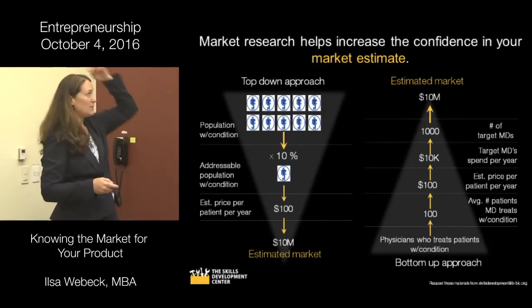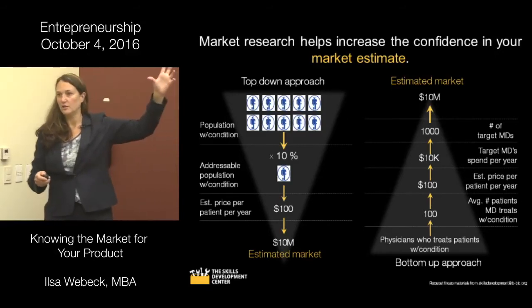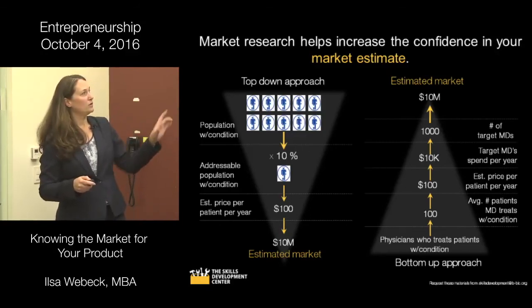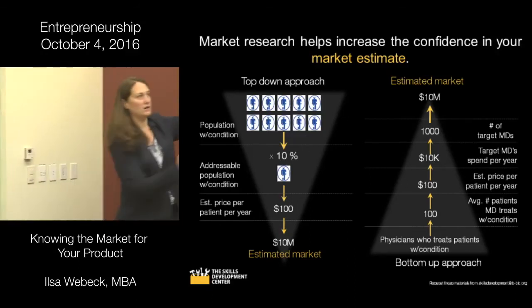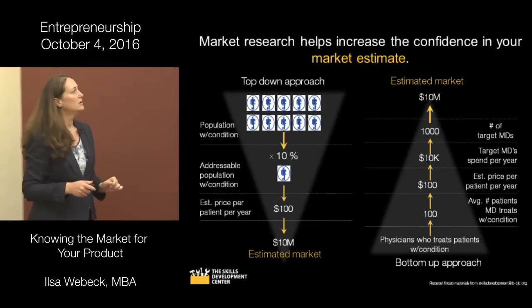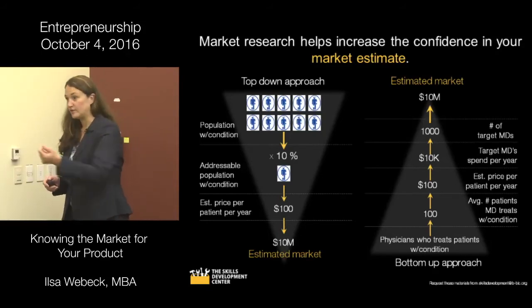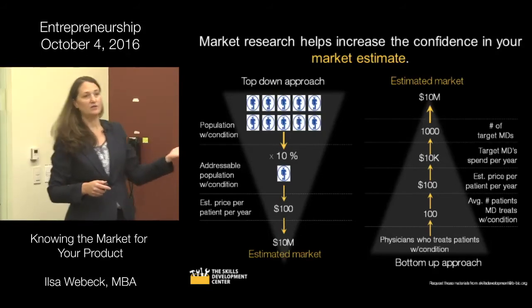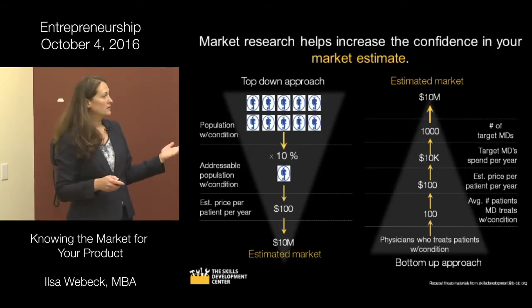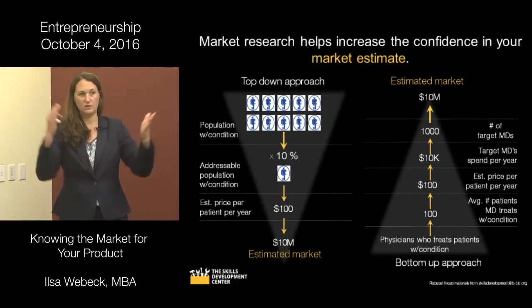So a way to think about that is from a top-down approach. Here's the population with your condition. When you've defined who those people are, all these people, who's your addressable population? So we had our funnel. We narrowed it down, and it being 10% in this example. This is your addressable population. And let's say we did some price work, and they're going to spend $100 per patient per year on this product, so that my estimated market is $10 million. Okay? See how you start with your patient, you kind of get down.